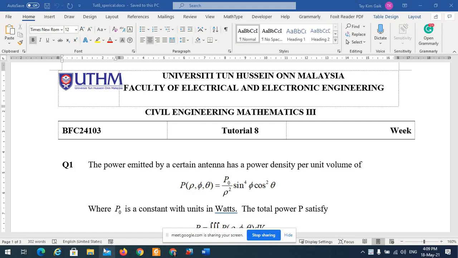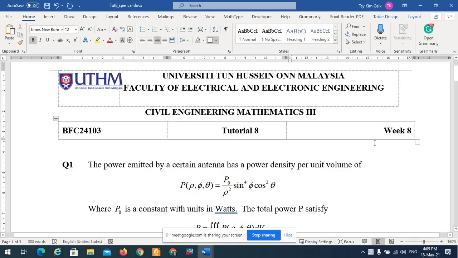So this is A. Okay, the triple integral using the spherical coordinate.